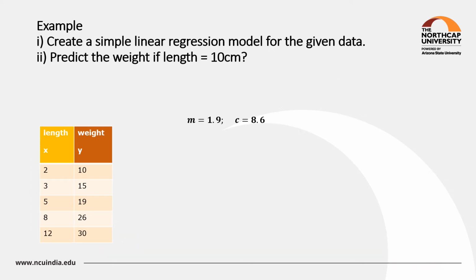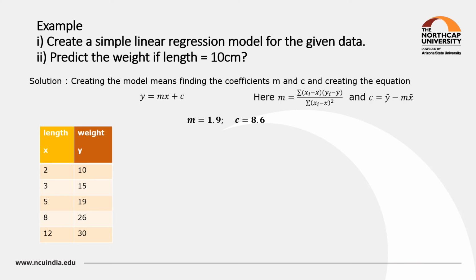Now our simple linear regression model is ready because we have evaluated the values of m and c, and we can write the equation or the model as y is equal to 1.9x plus c, that is 8.6. Right, so this is the answer to the first question.